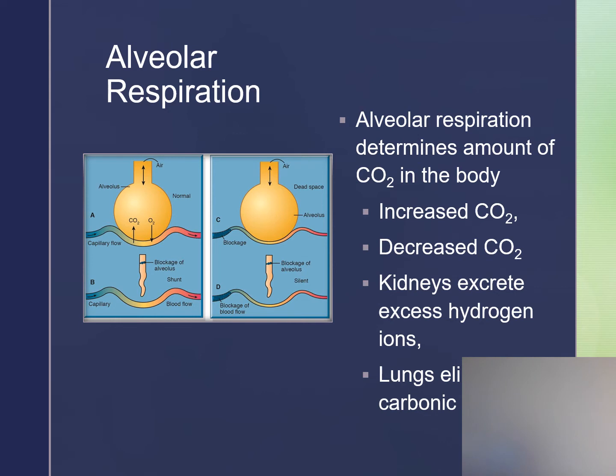Kidneys excrete excess hydrogen ions, and this will help keep the serum bicarbonate levels near a normal level. Lungs will then eliminate carbonic acid by blowing off more CO2, and they conserve CO2 by slowing down the respiratory volume.